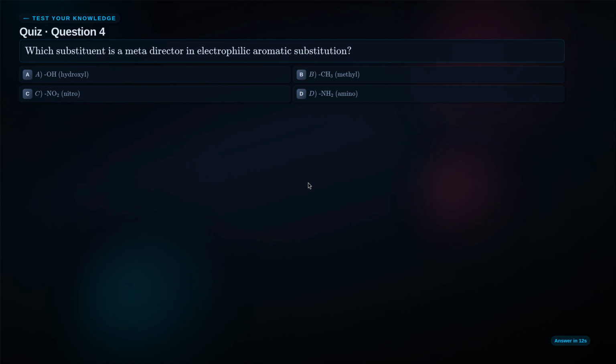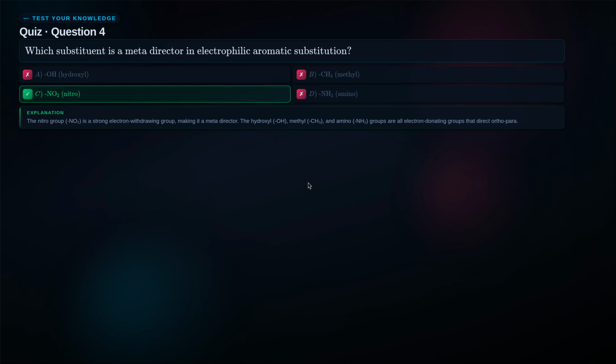The correct answer is option C, the nitro group. The nitro group is a strong electron-withdrawing group, making it a meta-director. The hydroxyl, methyl, and amino groups are all electron-donating groups that direct ortho and para.